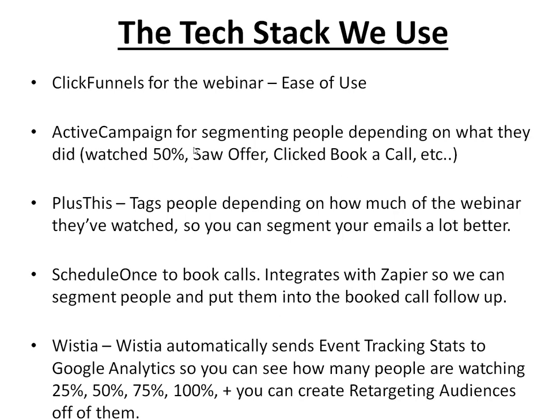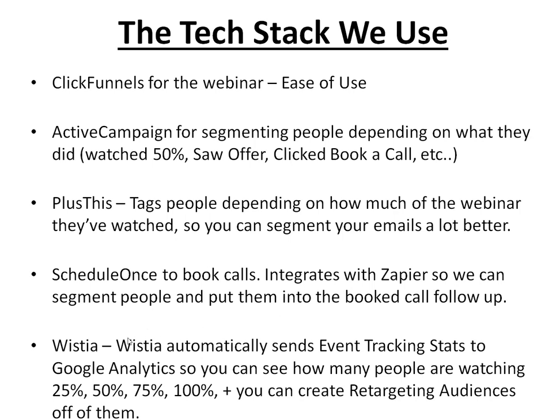Then we use Plus This to actually integrate everything. So Plus This, plus Wistia, plus ActiveCampaign, which was able to tag people depending on how much of the webinar they've watched, and we were able to put them in the different buckets. Then we use Schedule Once to book calls, which integrates with Zapier, so we can segment people even more. When somebody books a call, we send them over to Zapier, which sends them to ActiveCampaign to segment them into a completed registration automation follow-up sequence so we can pre-sell them even more.